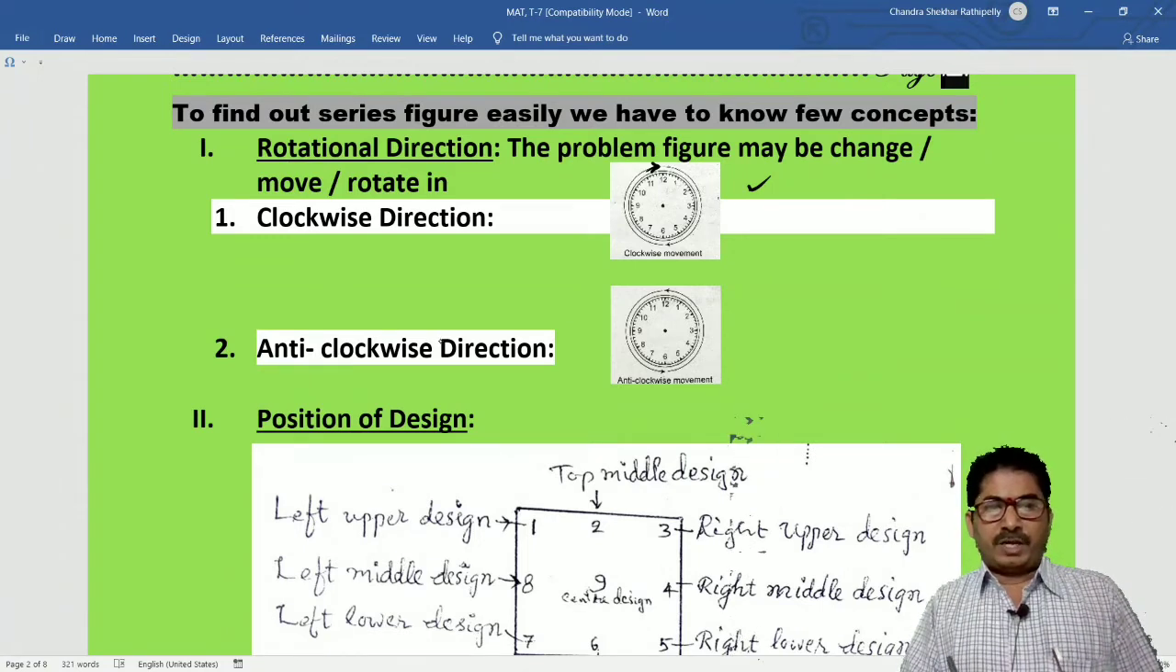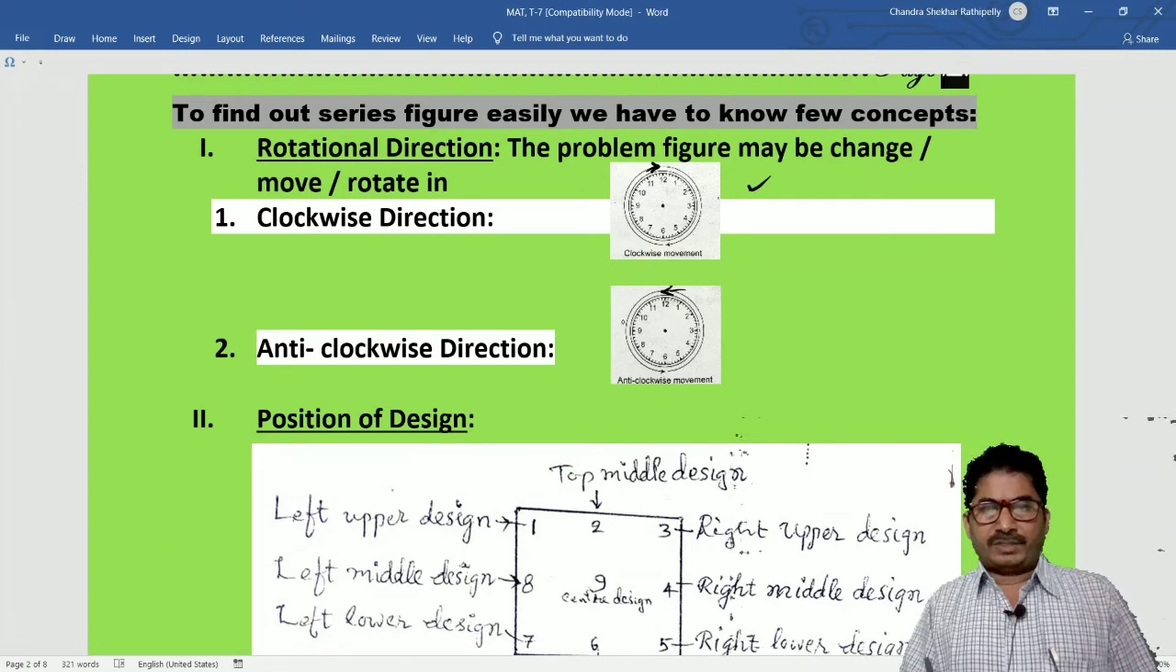The second one, anti-clockwise direction. Anti-clockwise direction means rotation opposite to clockwise. So that is anti-clockwise direction.